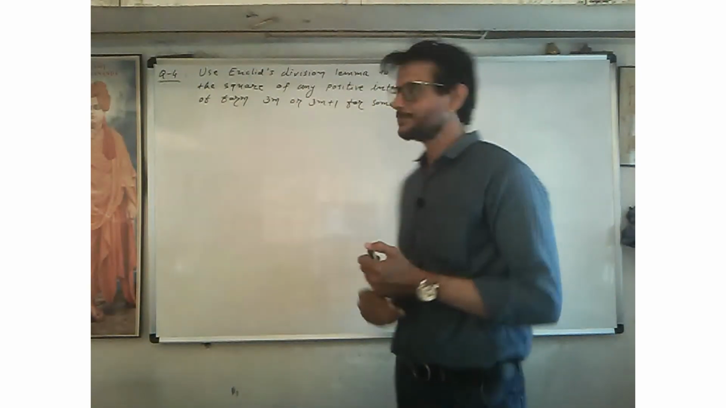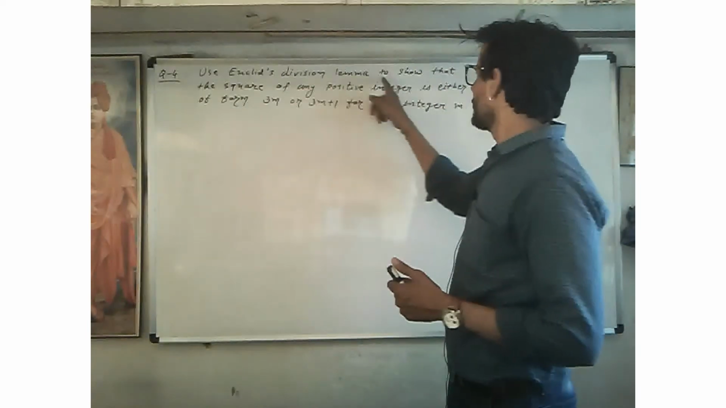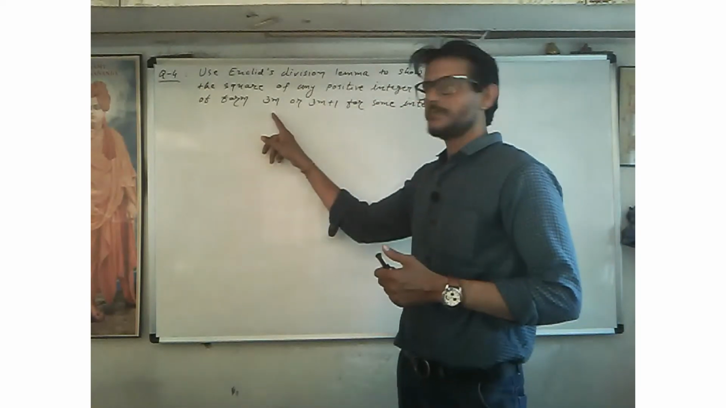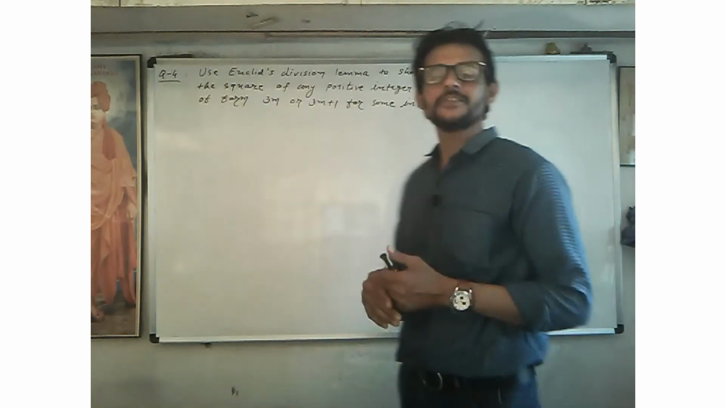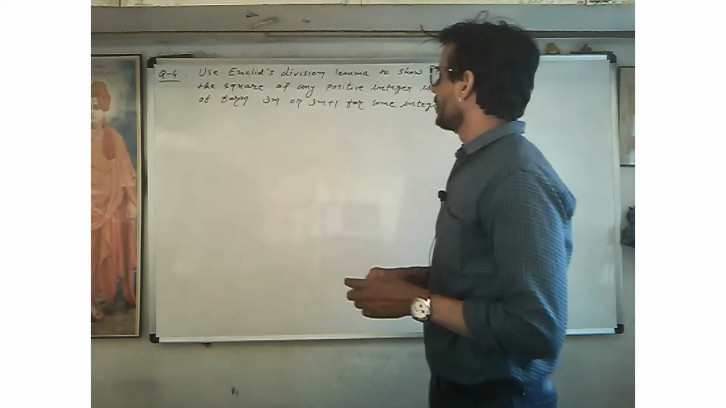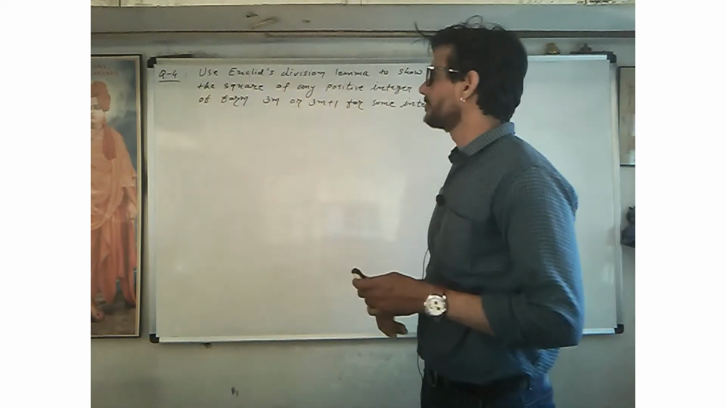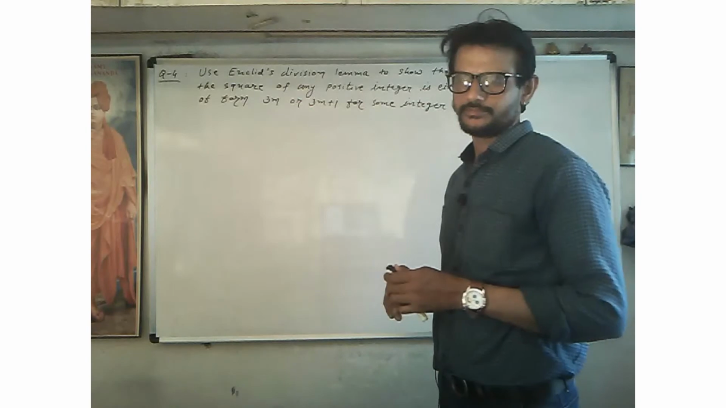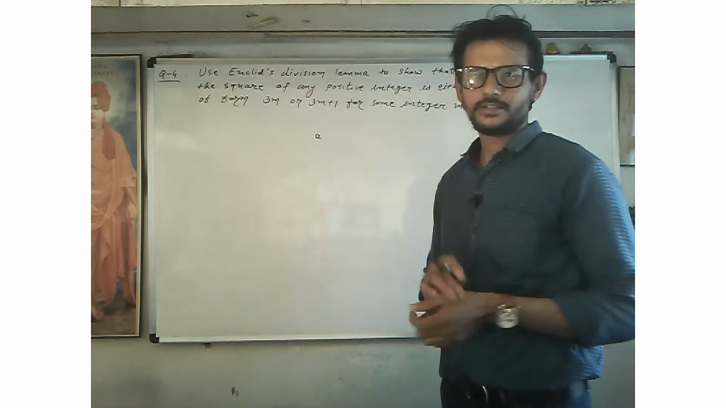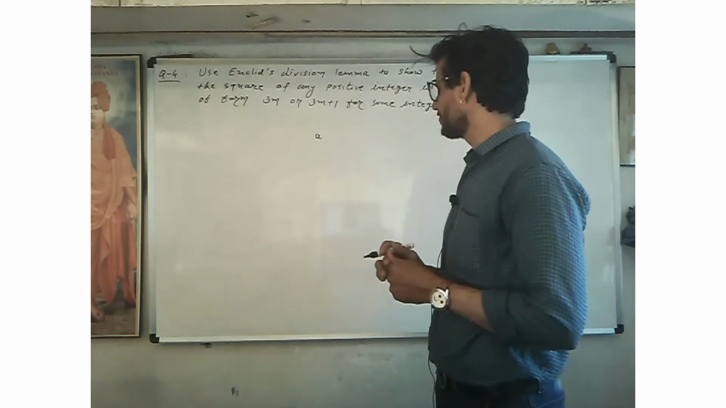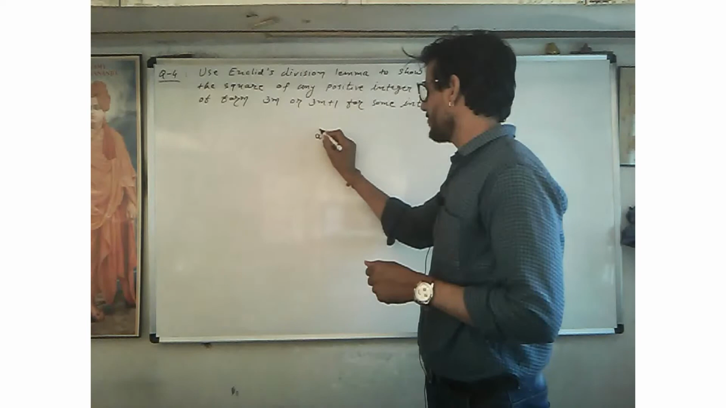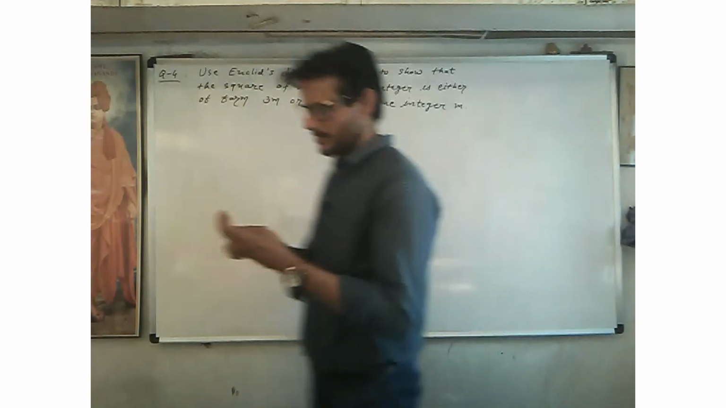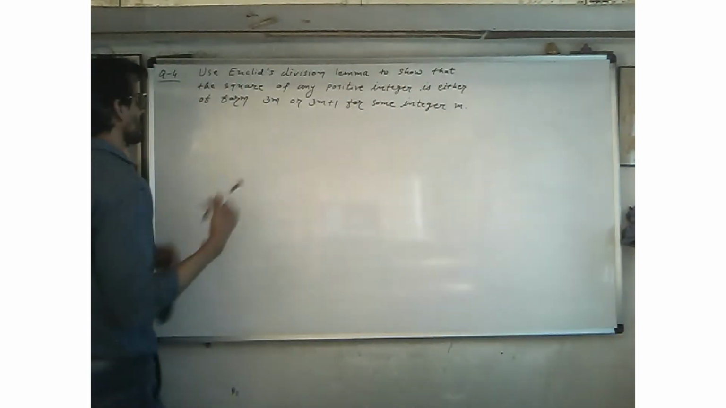Here is our fourth question. Use Euclid's division lemma to show that the square of any positive integer is either of the form 3m or 3m plus 1 for some integer m. Suppose a is a positive integer. The square of any positive integer is either of the form 3m or 3m plus 1. Now write here the solution.